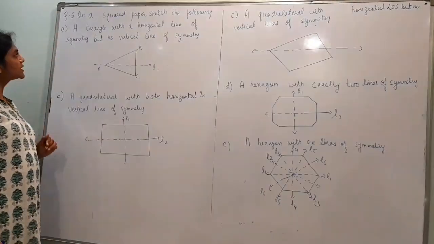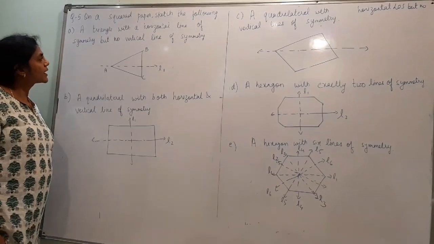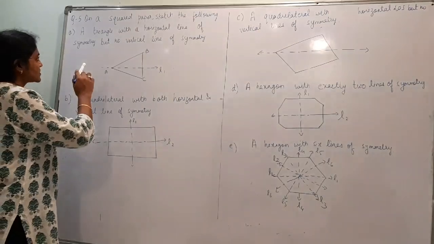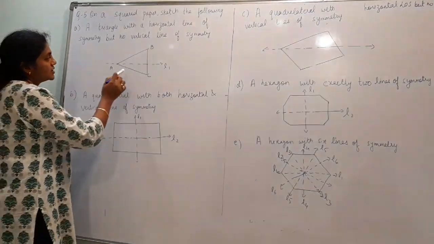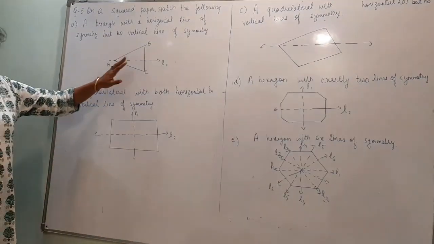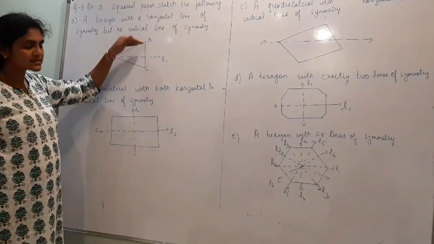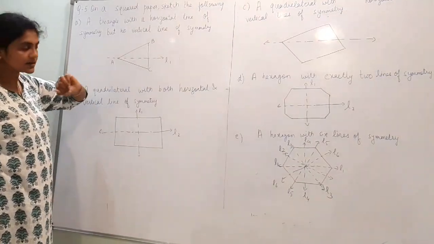Now, you have to draw a triangle with a horizontal line of symmetry but no vertical line of symmetry. So here I have drawn the figure already. If you draw such a figure, the horizontal line is there but the vertical is not there, right?